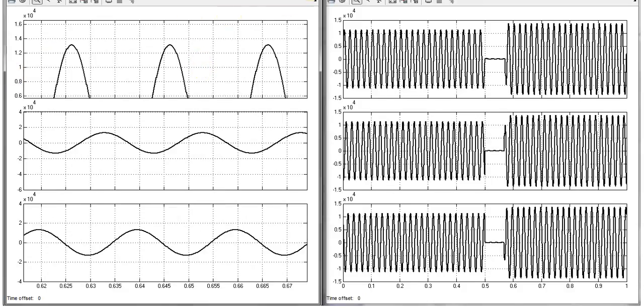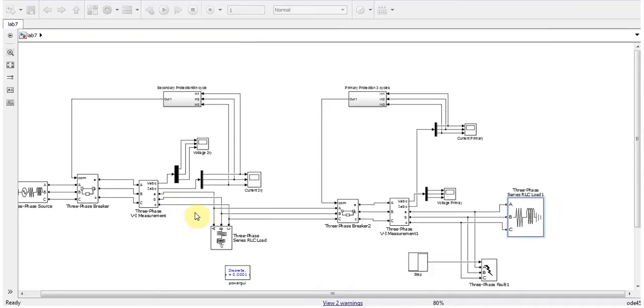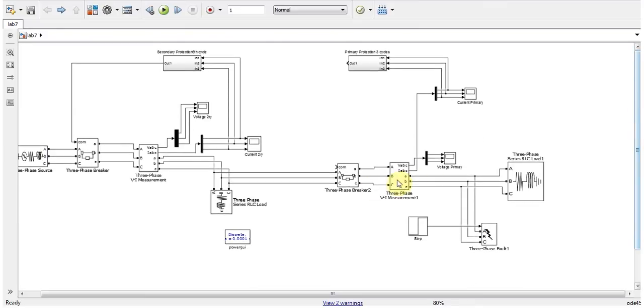The idea is that as the current is flowing, these two loads consume more current because they're in series. So when one gets tripped off or isolated, the circuit will consume less current. So here I will try to pretend that this secondary protection has failed to work.